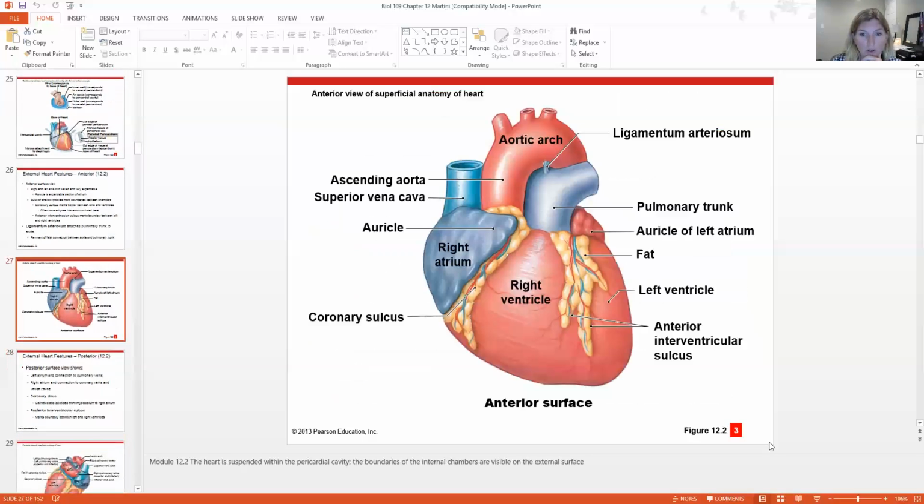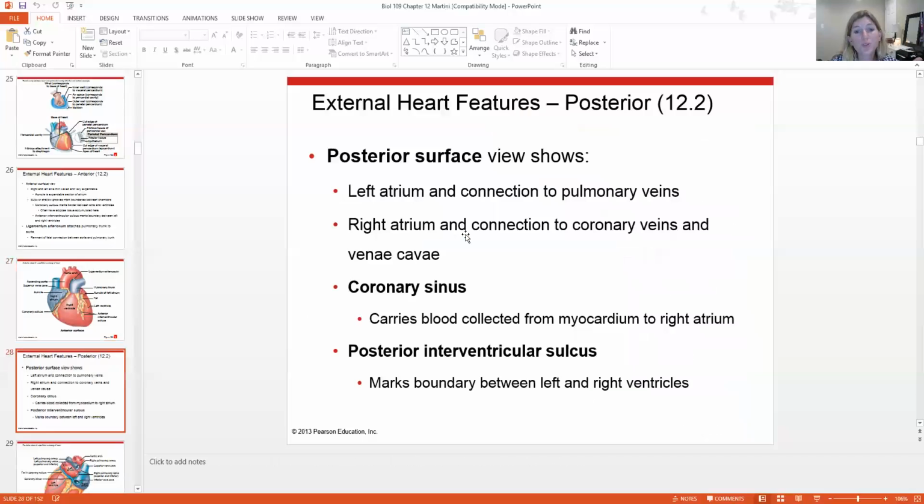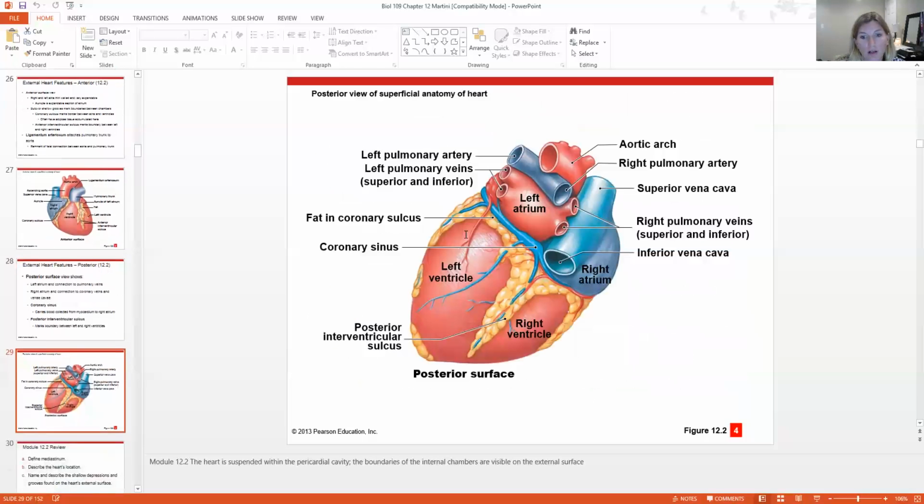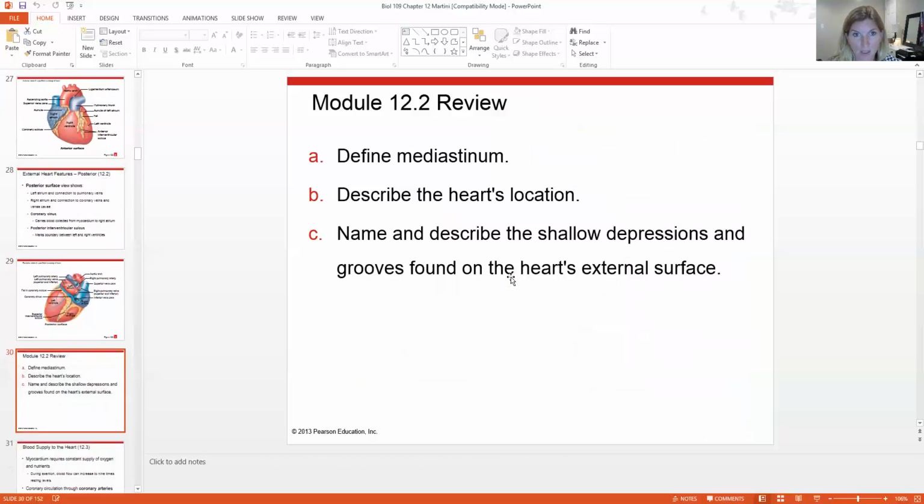I didn't point out the auricle, just extra expandable tissue. On the posterior surface of the heart, you have the left atrium connecting to the pulmonary veins. You have the right atrium connecting to the coronary veins. You have the coronary sinus, and you have the posterior interventricular sulcus, which is where the posterior interventricular vessels are. You can pause the video here, go back and answer these 3 questions.